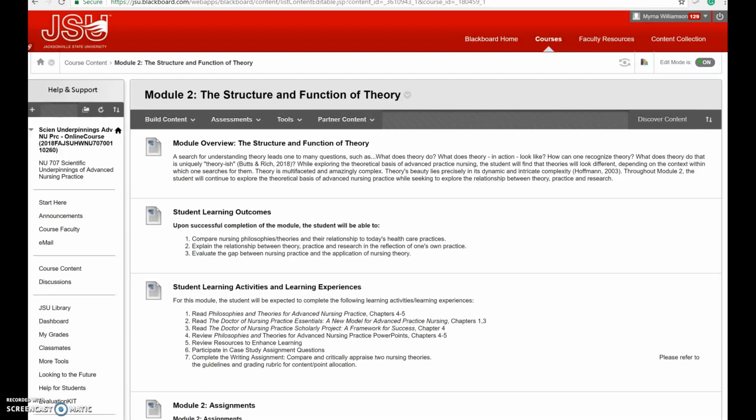A lot of what you're going to find in this course is that we're constantly looking at the relationship between theory, practice, and research. So you'll see your student learning outcomes there, and then as you look on down, you've got your student learning activities and learning experiences.